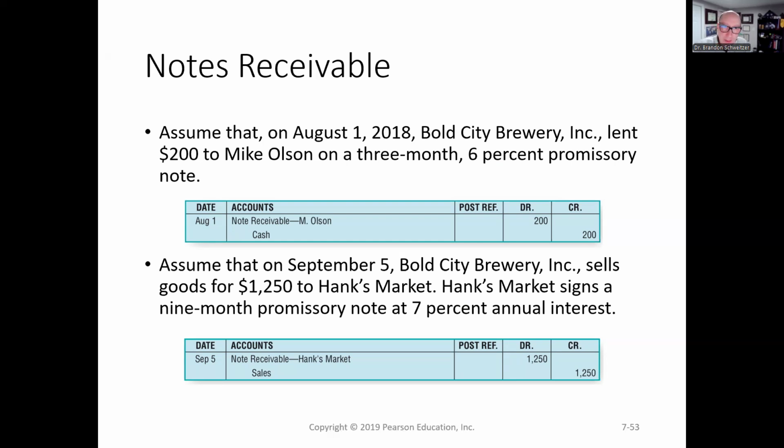Another example. Our company sold goods and services to a customer for $1,250 on a 9 month promissory note, 7% interest rate. Debit notes receivable, credit sales.